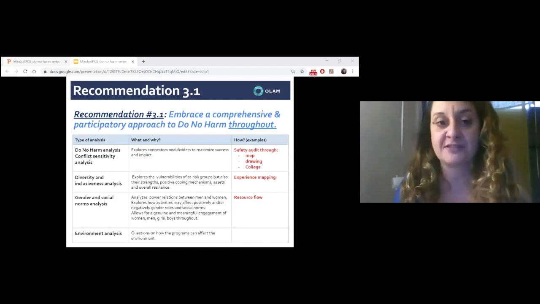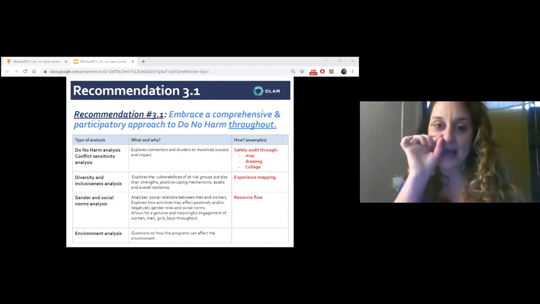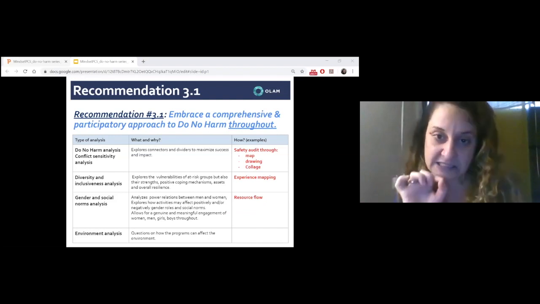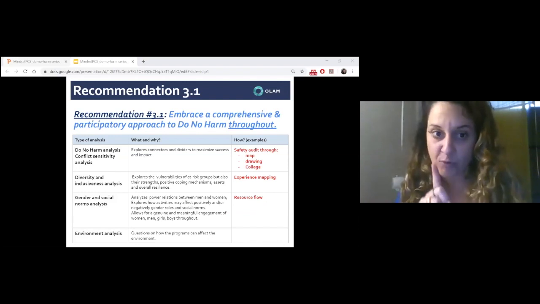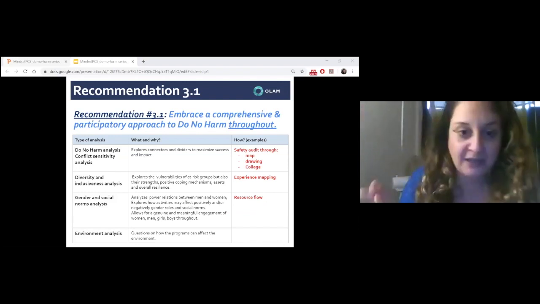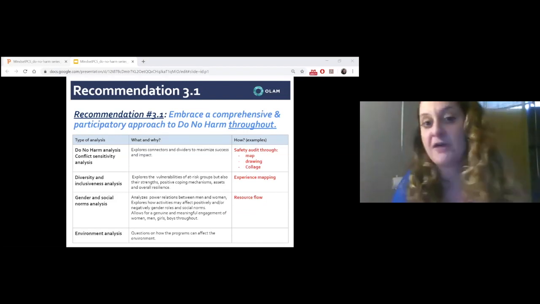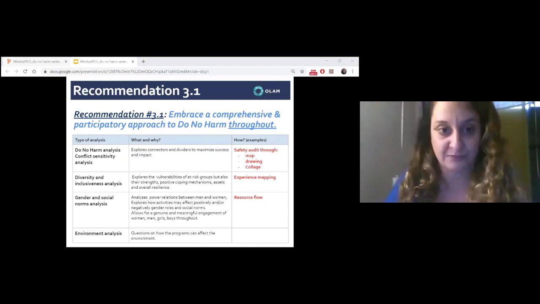Or context assessment or context analysis. And that must include at least the following considerations, and should be conducted, very, very important, throughout the program, not just at the beginning for that so-called needs assessment, not at the end for the evaluation, but throughout.